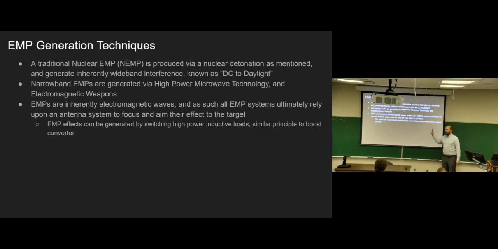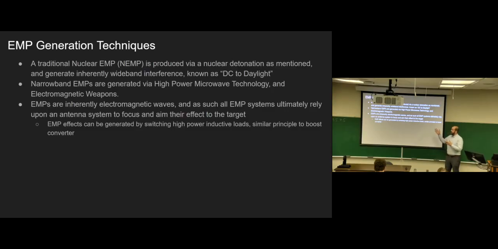So next slide, we have a couple of the circuits. I couldn't really fit them here. And we'll do a brief discussion of these various types of techniques. So a traditional nuclear EMP is a nuclear detonation. And what they do when they do that is they don't just generate one electromagnetic pulse. They generate millions and millions of them all at once across the entire frequency spectrum.